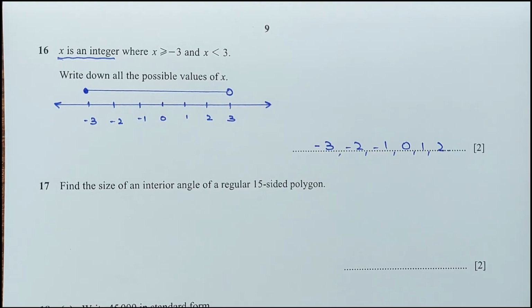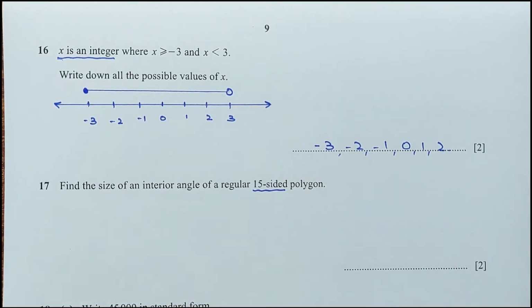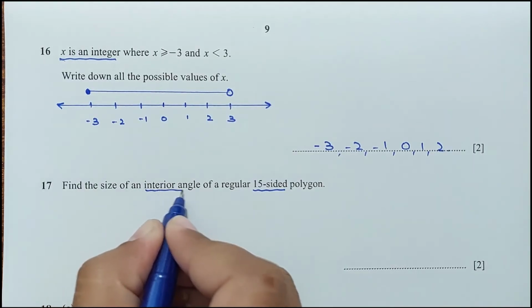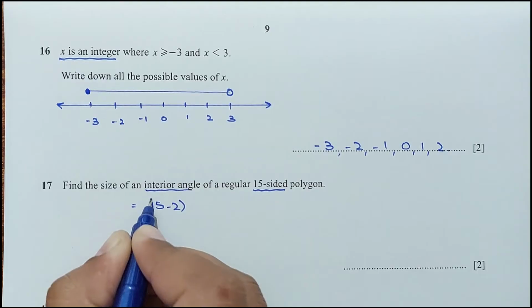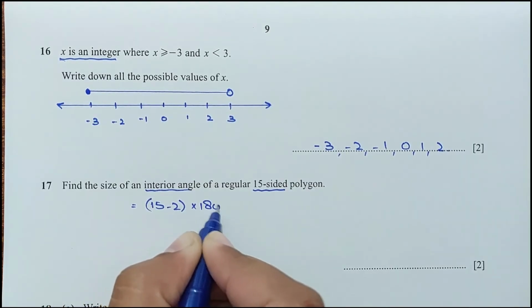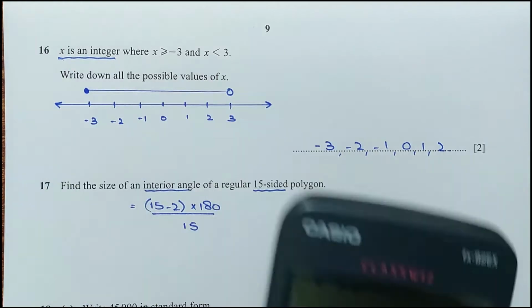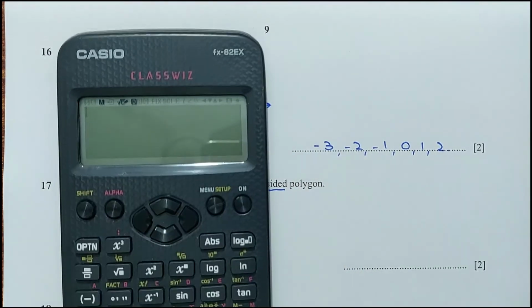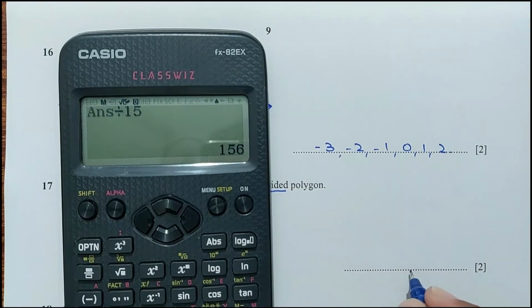Now moving to number 17, find the size of an interior angle of a regular 15-sided polygon. So the formula, the measure of each interior angle of a polygon, is the number of sides minus 2 times 180 divided by the number of sides. So this is 15 minus 2 is 13, times 180, divided by 15, is 156 degrees.